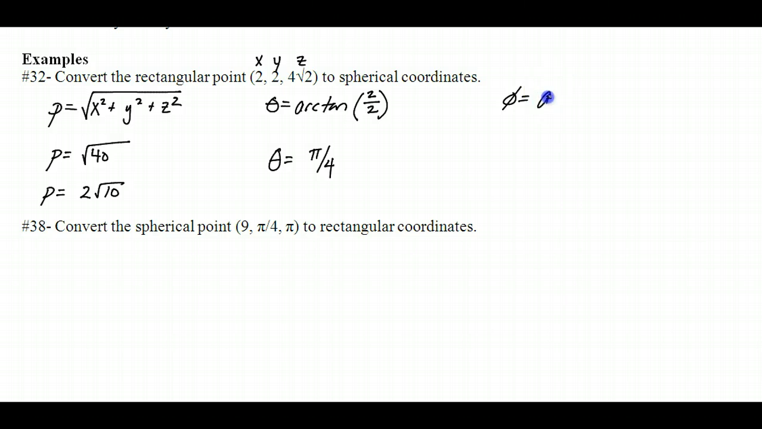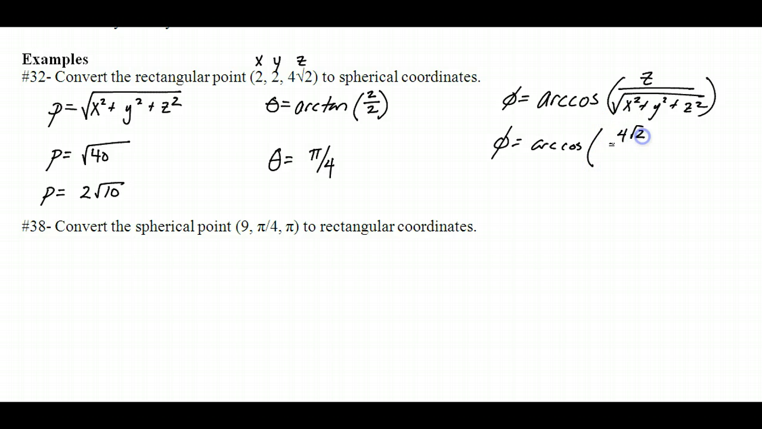And then phi is your arc cosine. It's z, remember, divided by the square root of x squared plus y squared plus z squared. Therefore, we have arc cosine. Our z value is 4 square root of 2 divided by, we already calculated this. We know that this is rho, square root of x squared plus y squared plus z squared, and that gives us 2 square root of 10. Just simplify down the best you can, so that will simplify out and give us 2.